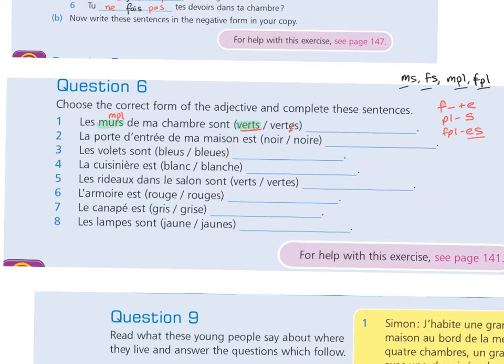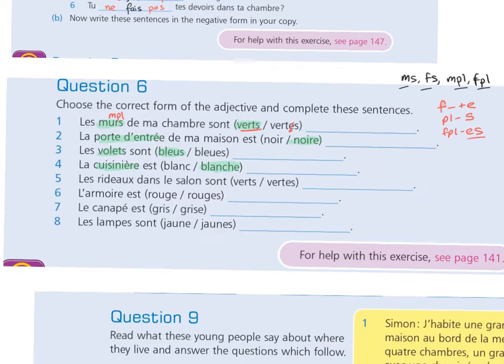La porte d'entrée de ma maison est noire. Porte d'entrée, feminine, therefore noir with the E. Les volets, masculine plural, bleus, masculine plural. La cuisinière, feminine singular, therefore blanche, feminine singular. Remember, blanche is irregular. It's an irregular feminine form of the adjective blanc, white.